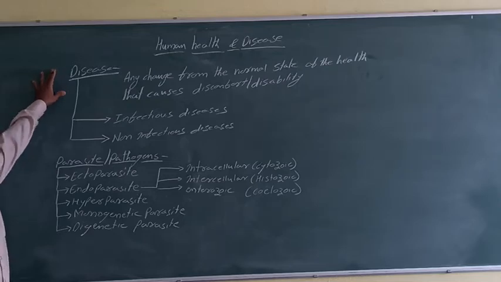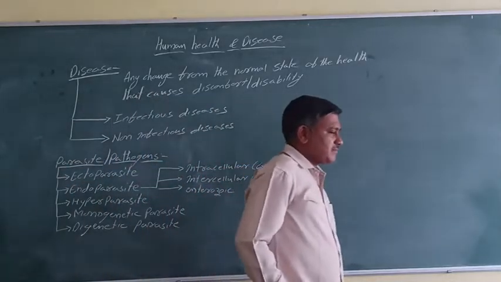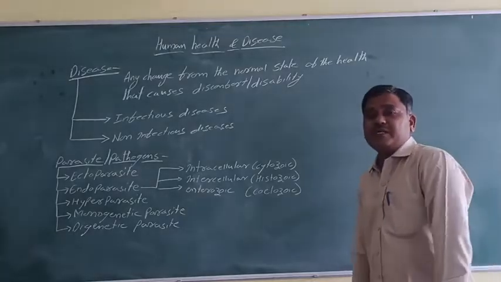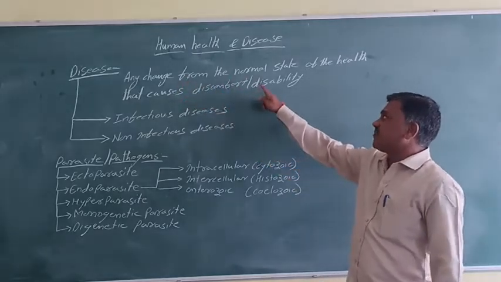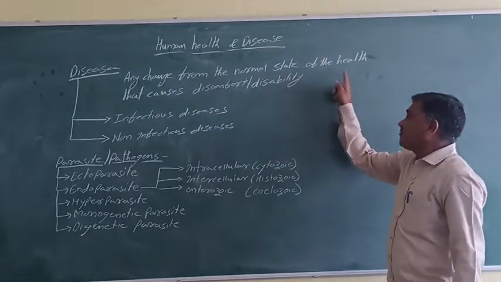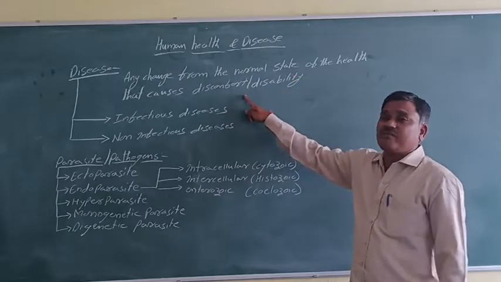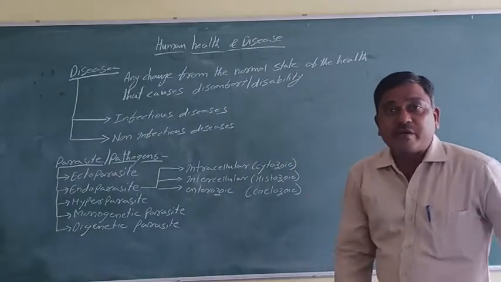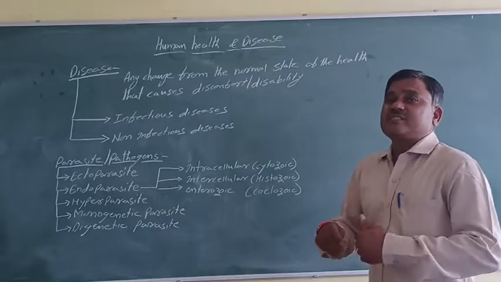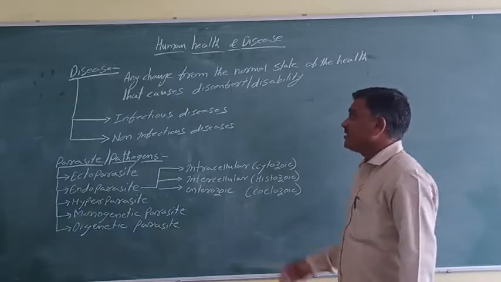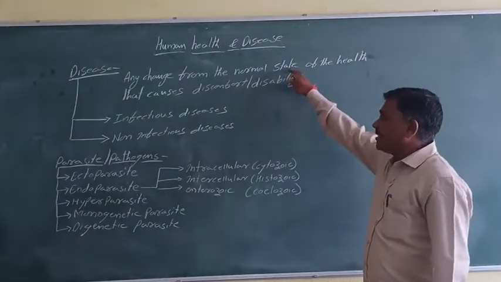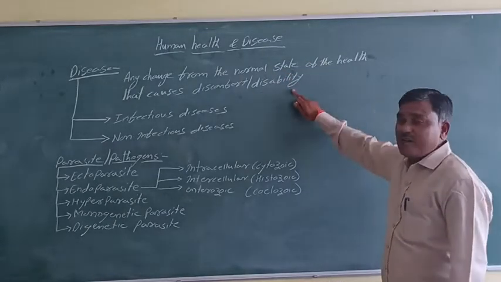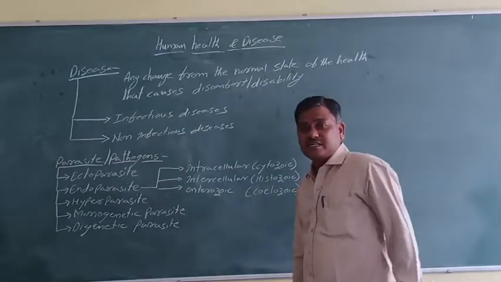Simply, when we observe a slight change in our body function, we call it a disease. But exactly what do we mean by disease? We can define disease as any change from the normal state of health that causes discomfort or disability. When our body changes its function, then we can call it a disease. Or when the normal state of our body feels discomfort or disability, we call it a disease.